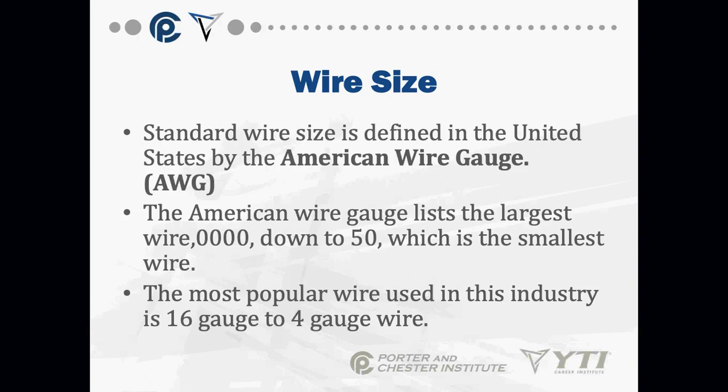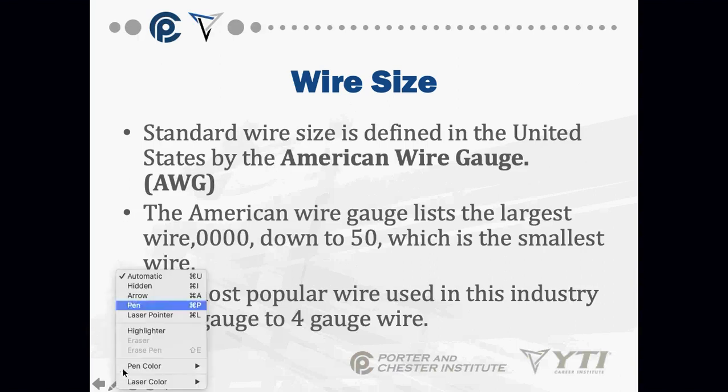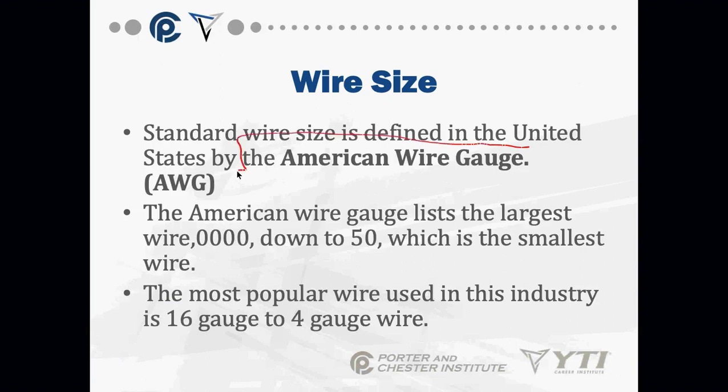Standard wire size in the United States is American Wire Gauge, AWG. You guys need to know that. AWG is our definition of wire sizing in the United States. Know what this is. The American Wire Gauge lists the largest wire, which is 000, down to the smallest wire, which is 50.